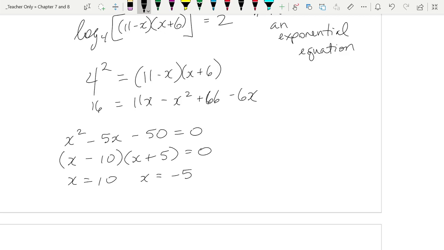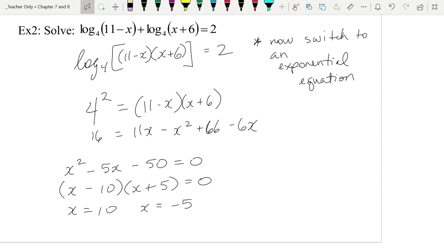Now, do both of those answers work? It's possible one of them is extraneous, right? If you plug in these numbers and you get a negative argument, right? Again, 4 times itself any number of times can't be a negative, so you know that one of them is wrong. But you know what? I think both of these work.